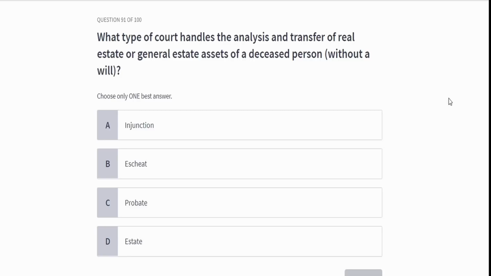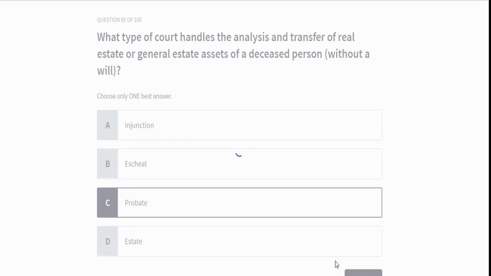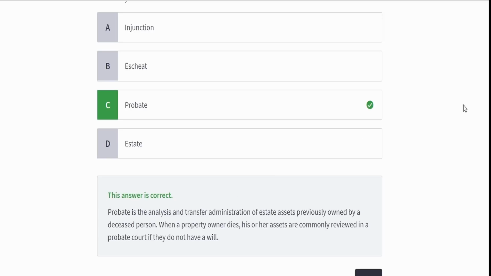Alrighty, so what's the answer for this one? Well, it's most definitely going to be C. It's our probate court. Probate is the analysis and administration of estate assets previously owned by a deceased person. When a property owner passes away, his or her assets are commonly reviewed in a probate court if they do not have a will. They don't have a will, which means they technically don't have any heirs, legally speaking. So the probate court's job is to administer and divide up assets accordingly.